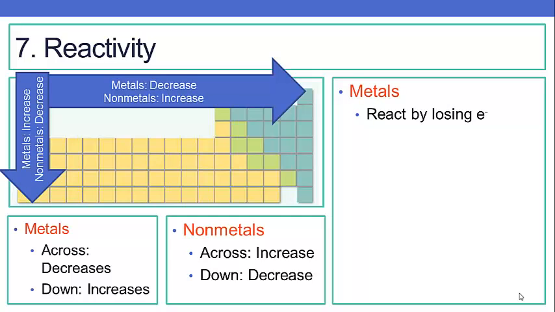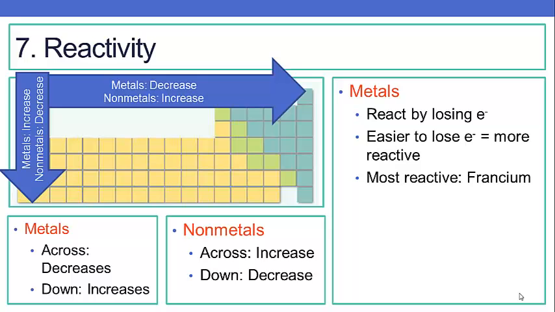So metals react by losing an electron. So as you go across a row, it's harder and harder to lose electrons because that attraction increases. So the reactivity becomes lower. But as you go down, you're getting more and more layers of electrons. It's easier to lose one, so the reactivity goes up for metals. So the most reactive of the metals is going to be francium.